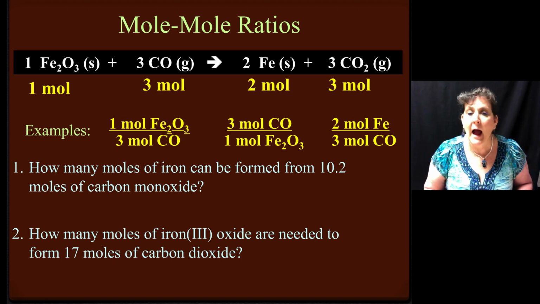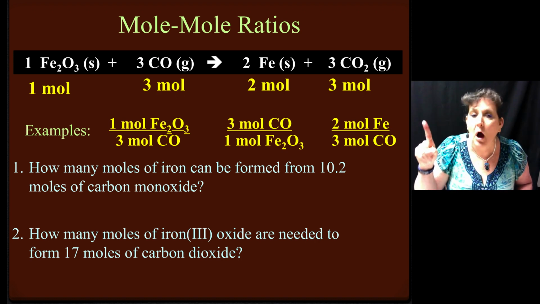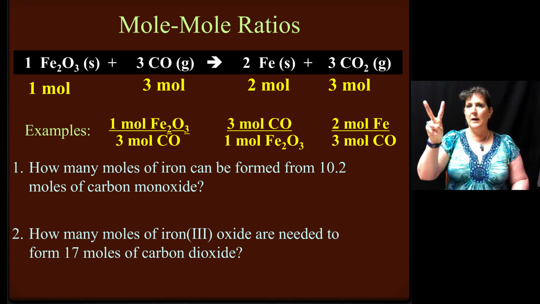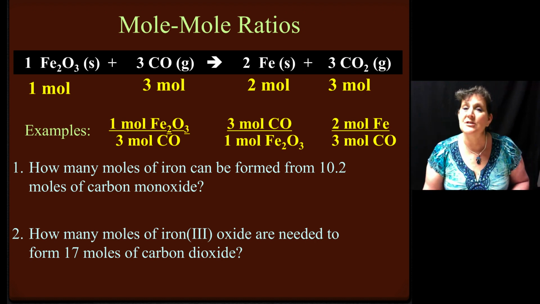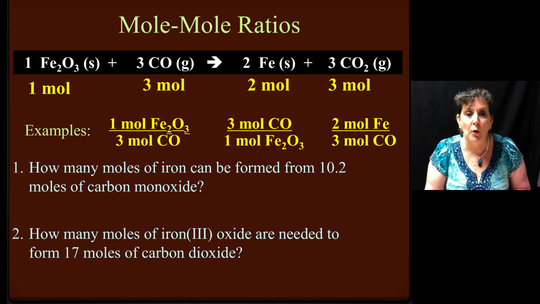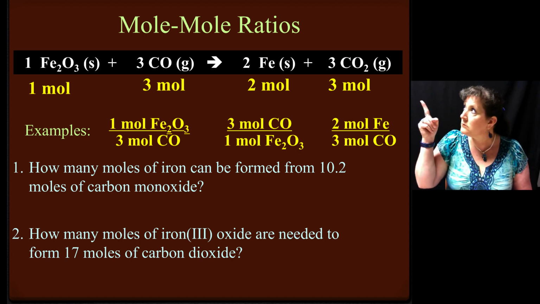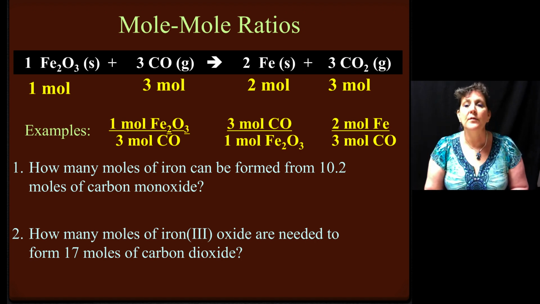How many moles of iron, there's a chemical, can be formed from 10.2 moles of carbon monoxide? There's another chemical. We have 2 chemicals and we have a balanced reaction up there. It's a stoichiometry problem. It's going to involve a mole ratio. So let's start with what we're given. 10.2 moles of carbon monoxide. Which chemical is carbon monoxide? CO. Very good. So we're going to start with 10.2 moles carbon monoxide.